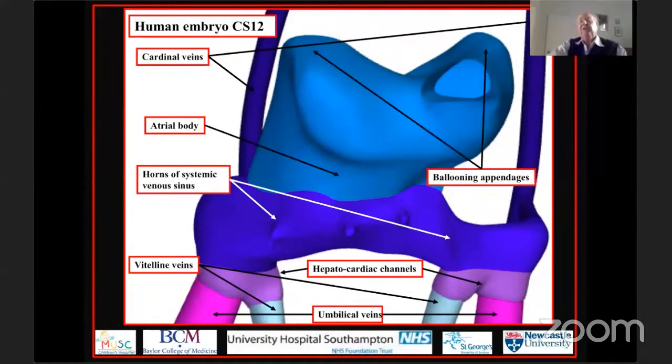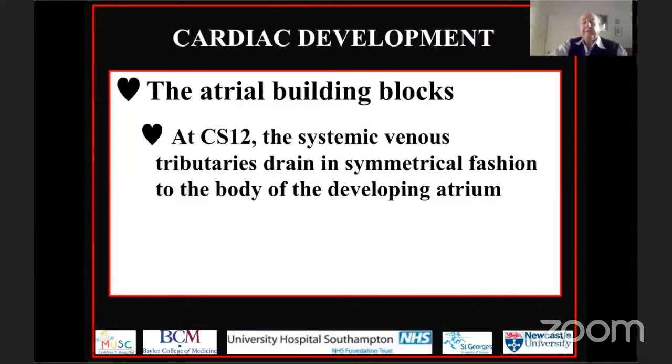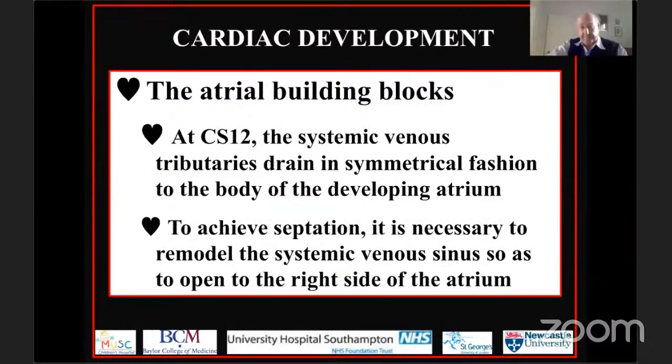Already, however, you can see the beginning of the ballooning appendages, and they are ballooning ventrally. But there is the atrioventricular canal, and it is now taking its exit from the left side of what will become this primary atrial component of the developing heart. So, at this early stage, the systemic venous tributaries are symmetrical, and they're draining in symmetrical fashion to the body.